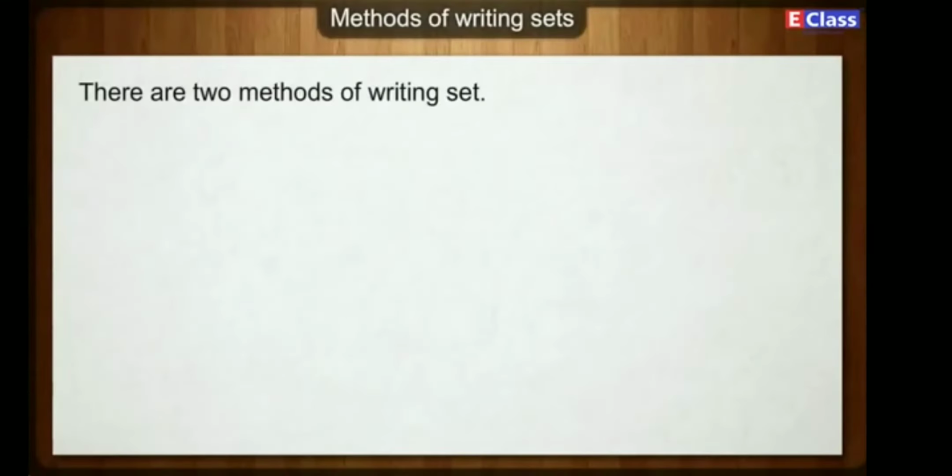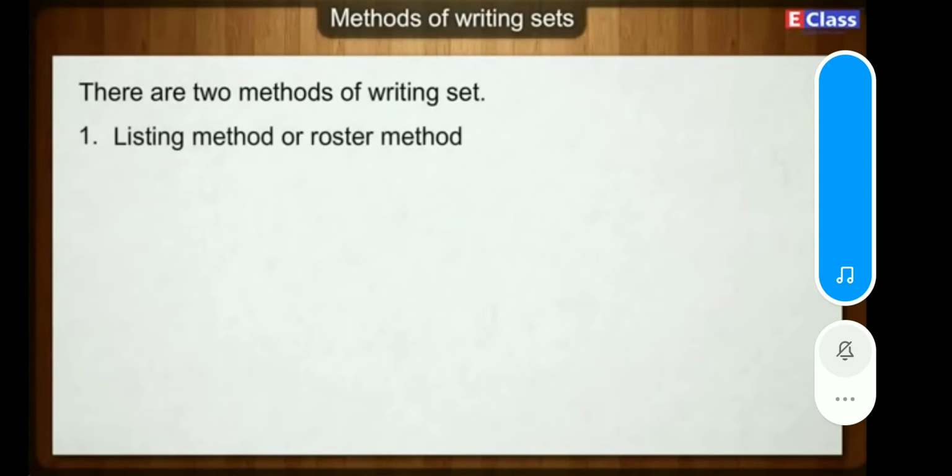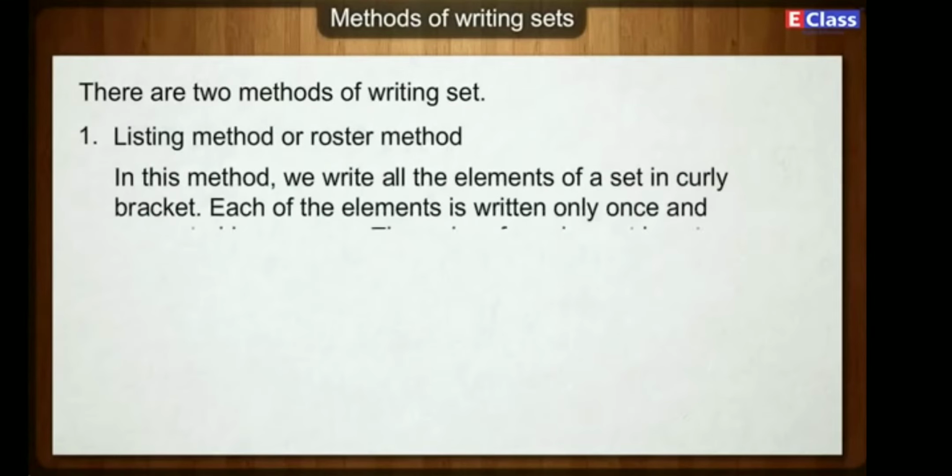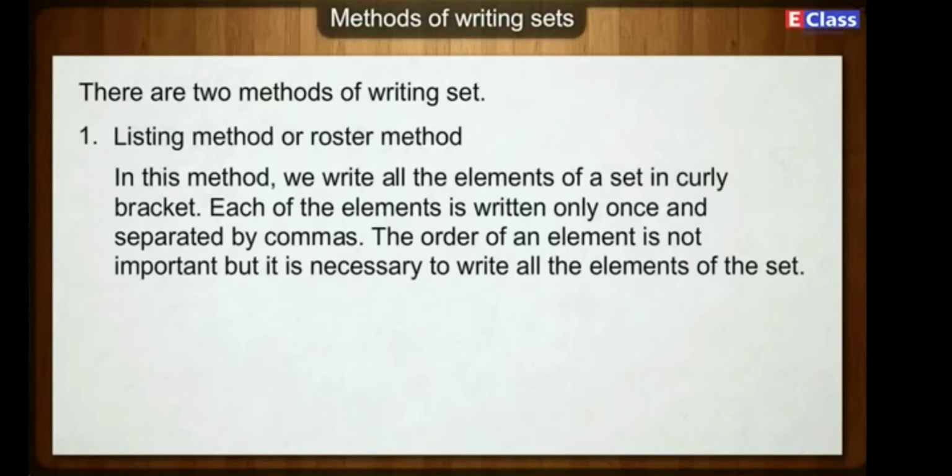Writing sets. There are two methods of writing sets. 1. Listing method or roster method. In this method, we write all the elements of a set in curly brackets. Each of the elements is written only once and separated by commas. The order of an element is not important, but it is necessary to write all the elements of the set.